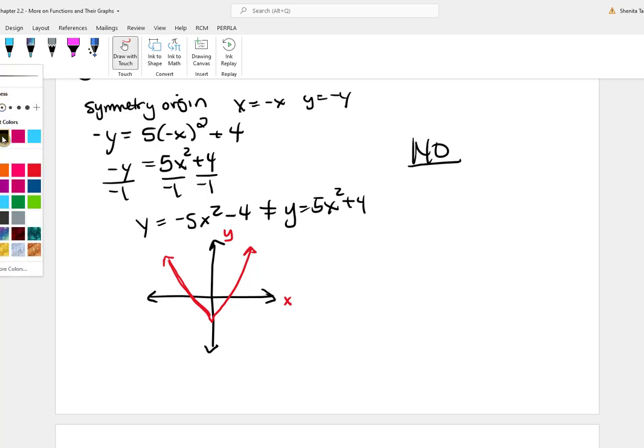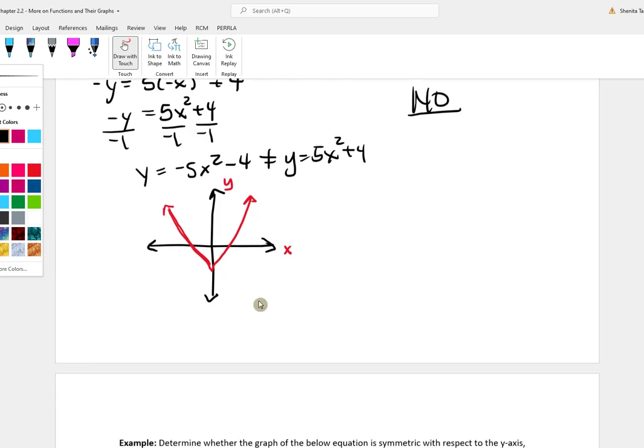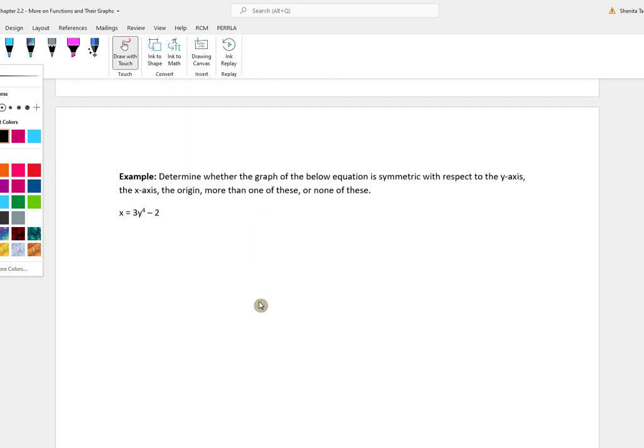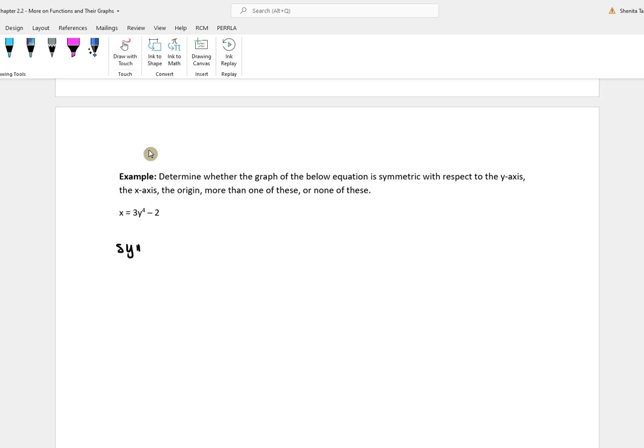All right, let's see if we can do another one. The next one says determine whether or not the graph is symmetric about the x-axis, the y-axis, or the origin, or more. So we have x equals 3y to the fourth minus 2. Let's check the symmetry about the x-axis. We're going to set y equal to negative y. We get x is equal to 3 times negative y to the fourth minus 2.